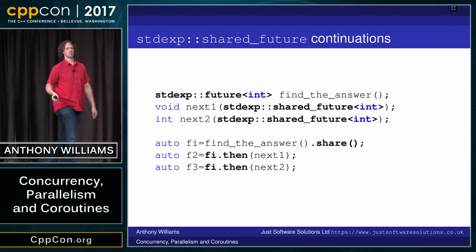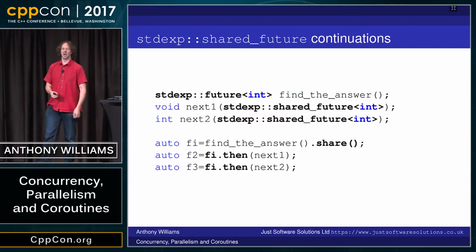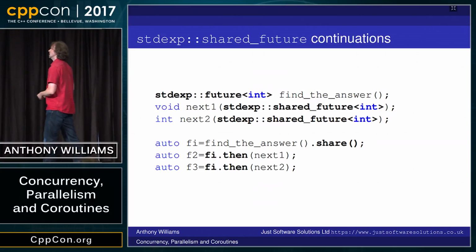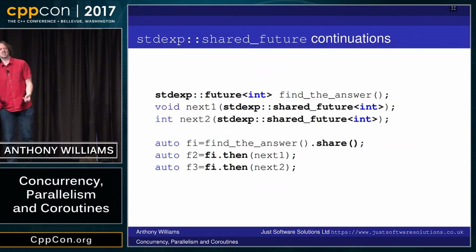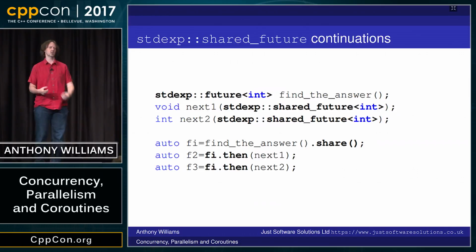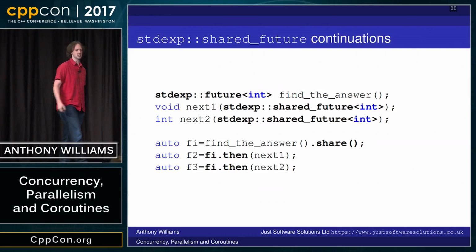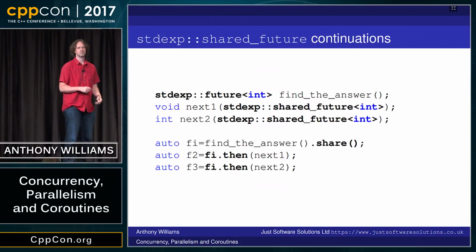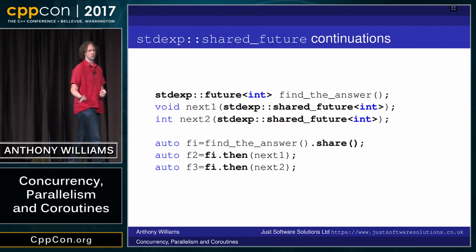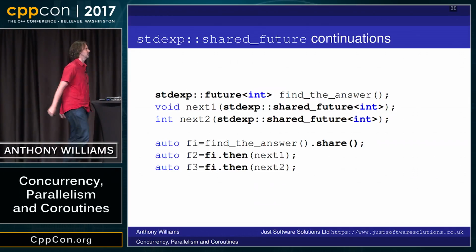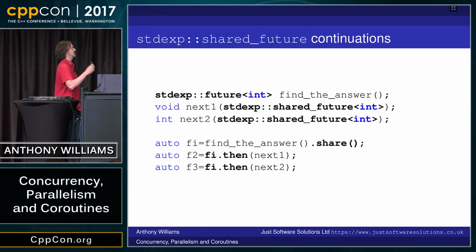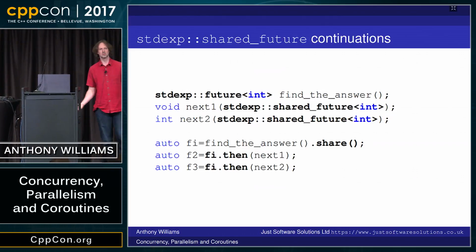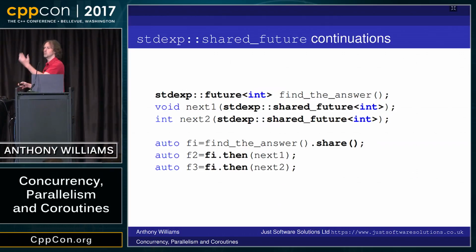So we have some code, we've got some function to find the answer, and two continuations we want to use this time, next one and next two. So we call find the answer that gets the future, we share it to give us a shared future, and then we can chain two continuations, each of which will get the value from find the answer. And of course, they will have different types because the continuation functions return different things. So f2 will return an experimental future of void, and f3 will be an experimental future of int. And that's just how you might expect.